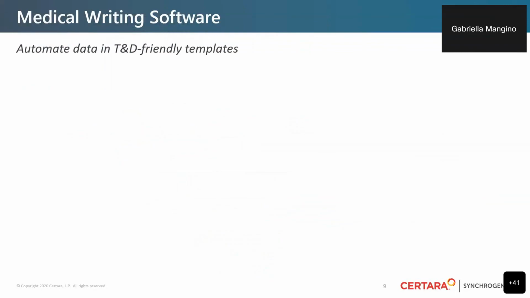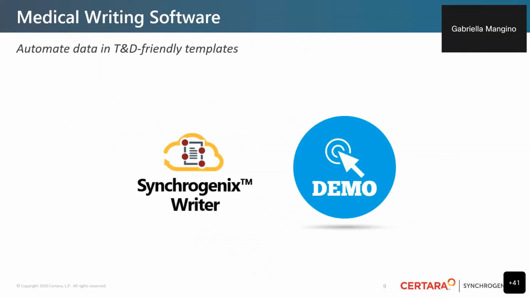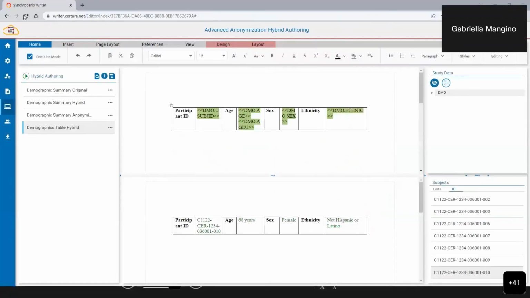So using some sort of medical writing software to support our writing now and our T&D efforts later, we're talking about Synchrogenics Writer. And this is one of Certara Synchrogenics fully licensable software that can support these efforts directly. And in this following demo, I'm actually going to show you a real world example using a patient safety narrative. Let me go ahead and switch my screen and have us jump right into the demonstration.